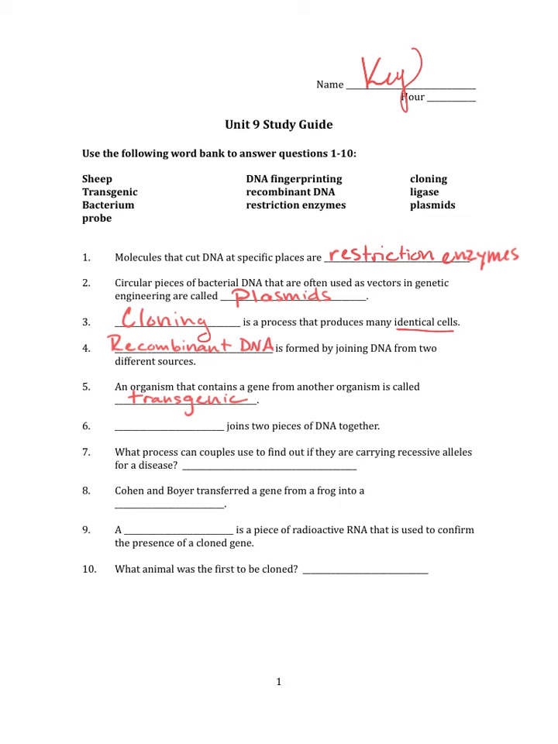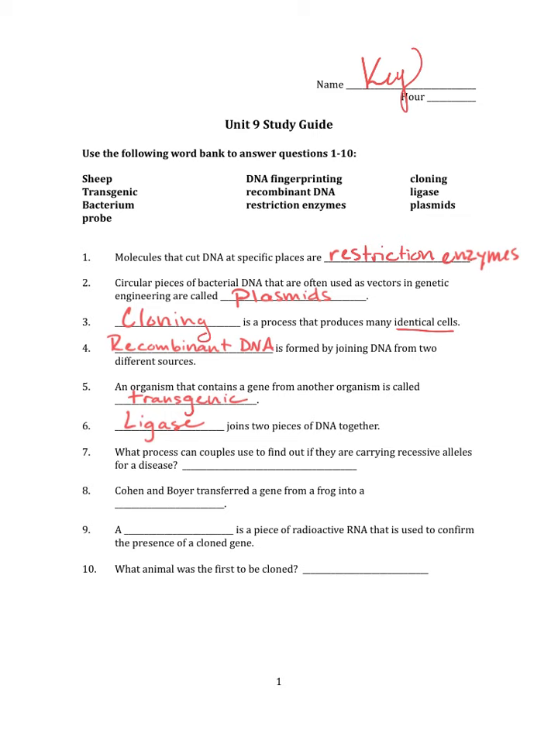Number 6, blank joins two pieces of DNA together. So when you have to stick together two pieces of DNA to make one piece of DNA, this is facilitated by an enzyme called ligase. And the word ligate means to tie together. So ligase is an enzyme that ties things together.